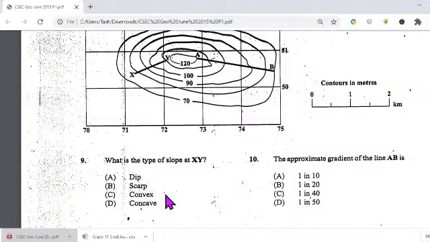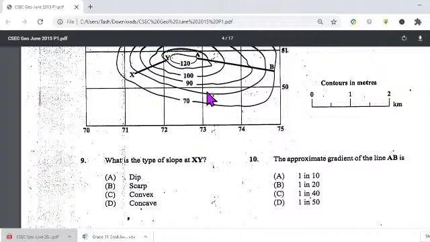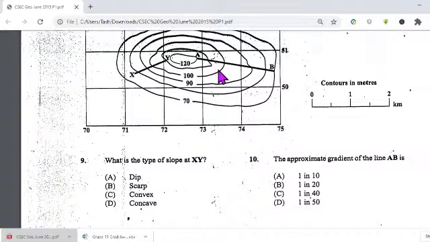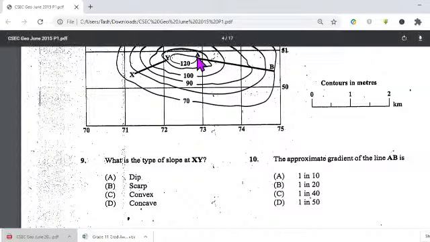Number 10, the approximate gradient of the line AB is. So for gradient, as we were saying, we are going to be looking at the difference between the 2 points first. For the height, you have 70 here and then you have 120. So your difference between these 2 points would have been 50. Once you have your difference in height, then you need to look at your horizontal distance. That is how far you need to go from one point to the next point that they have given you.